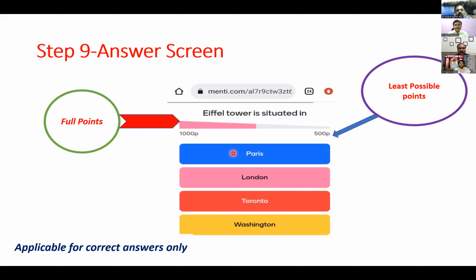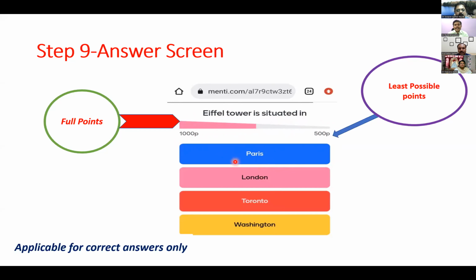Remember, if you are correct, you click on this. This question is, Eiffel Tower is situated in. If you correctly click on this, your score can vary from 1000 points to 500 points. It is fastest finger first. The fastest person will get 1000 points, subsequent people get less, and the last person will get 500 points. This is valid only for a correct answer. If you click somewhere else, you will get 0.